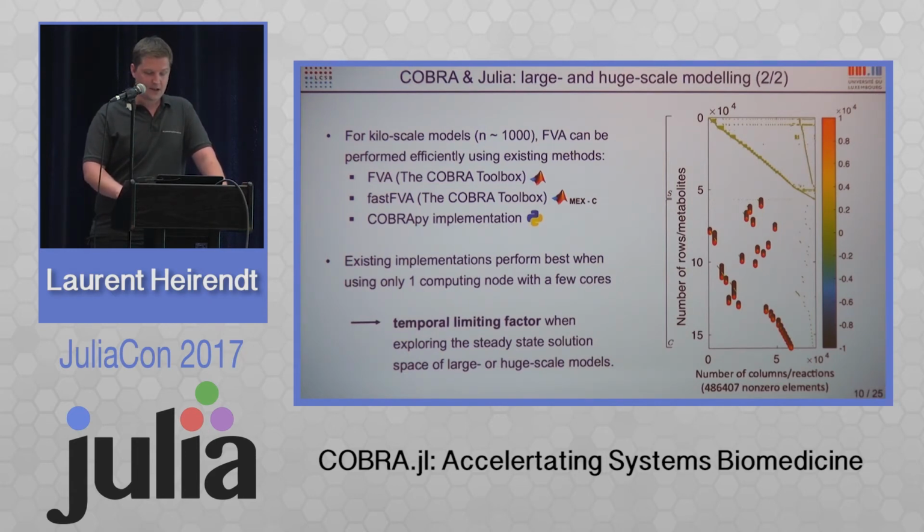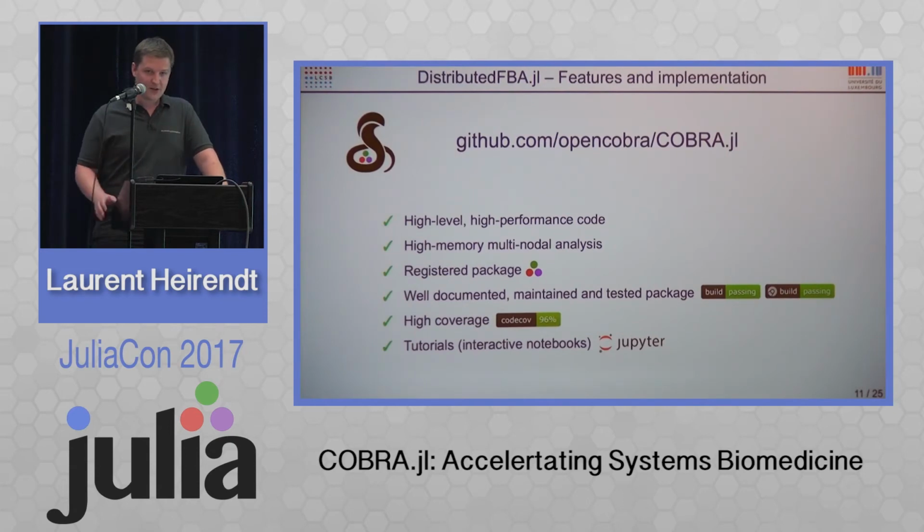So the Cobra.jl package is a high-level package where we're really trying to give high-performance methods to the Cobra community, who is aiming at developing these very large-scale models. Cobra.jl itself is a multinodal analysis package. So you can use multiple computing nodes, as well as multi-threads. It's really tailored for parallelism.